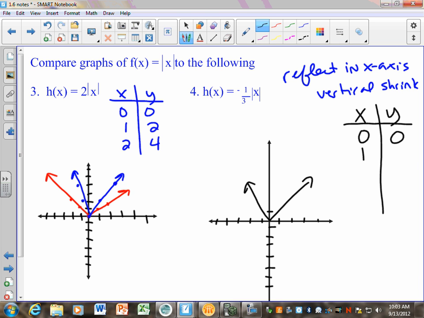If I plug in 1 here, on the normal graph, when I plug in 1, I get 1. But I'm shrinking it by a factor of 1/3, and I'm flipping it over. So what happens when I plug 1 into that problem? It's going to be 1/3 the movement on each one. So I don't really like to graph fractions, so I'm going to pick points that give me not fractions, like 3. If I pick 3, what am I going to get? -1. What else could I pick that wouldn't give me a fraction? 6.